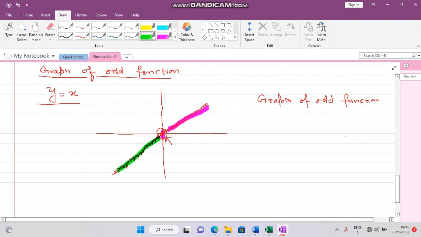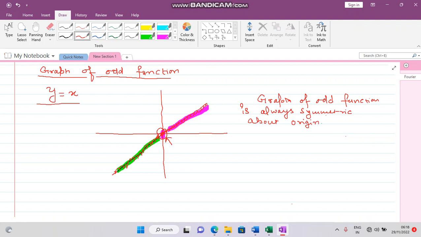So from this we can conclude that the graph of an odd function is always symmetrical about the origin. Graph of an odd function, it is always symmetrical about the origin.